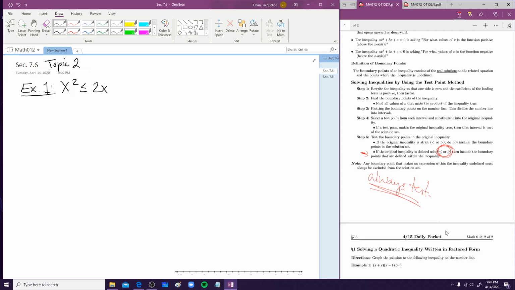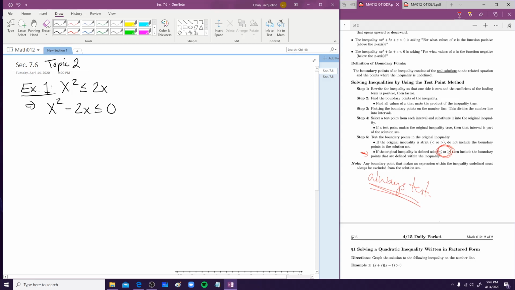So when I look at this, there is no 0 on either side, so we're going to have to move some stuff over. How am I going to decide what to move over? We're going to look at the leading coefficient. What is the leading coefficient? It's the coefficient of our leading term. The leading term is the one that has the highest degree, which here is x squared. So our leading coefficient is a positive 1. Since it's positive, I know we're going to subtract 2x from both sides. So it's x squared minus 2x less than or equal to 0.